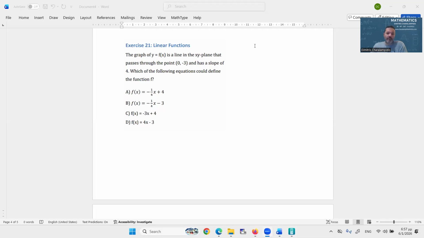Exercise 21. The graph of y equals f of x is a line in the xy plane that passes through the point (0, -3) and has a slope of 4. Which of the following equations defines the function f? So we know that this is a line.